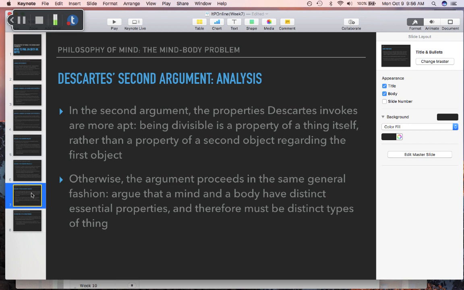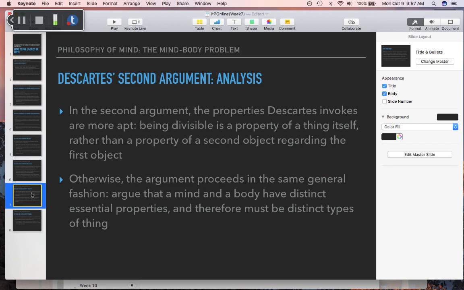So the second argument is taken to be the more definitive one, the one that works better. And so he invokes properties that are properties of the object itself rather than of the perception of the object. So being divisible is a property of a thing, right? Like a brick of Legos, rather than a property of a second object regarding the first one. But despite changing which types of properties he's referring to, the second argument works exactly the same as the first.